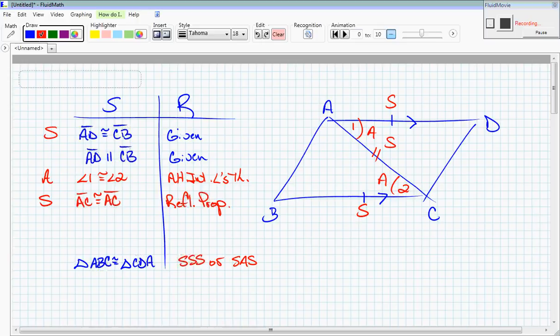It all matches up. So in fact, we know triangle ABC is congruent to triangle CDA by the side, angle, side congruency theorem. And that's how you would prove, or one way of proving, question number 12.